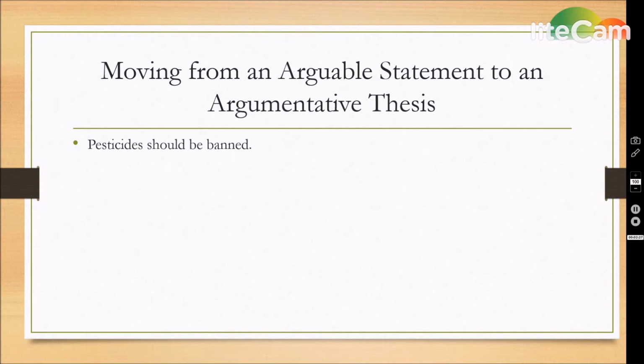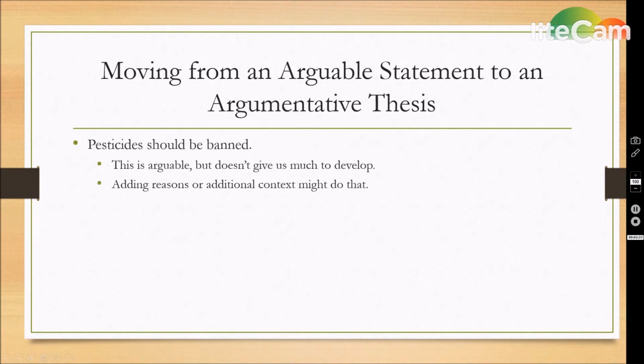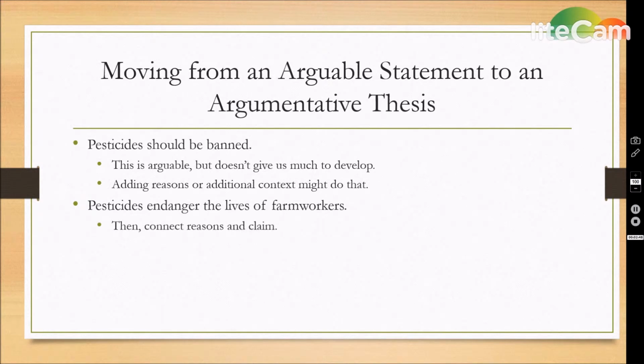So it can do more to become what we might call a thesis that does that forecasting. So again, this is arguable, but it doesn't give us much to develop. So adding reasons or additional context might help do that. Okay, so let's look at the next version. Pesticides endanger the lives of farm workers. Okay, here this gives us some reasons, right? It endangers the lives of farm workers. So we can see that essay might now talk about farm workers as stakeholders, and it's really going to connect to issues of health or livelihood, right?